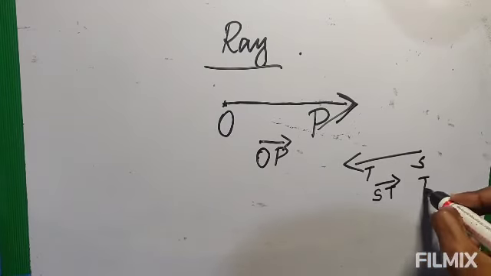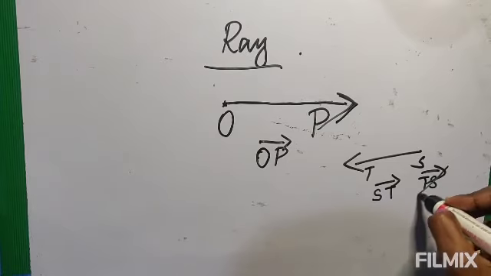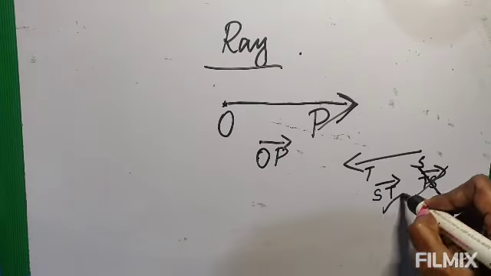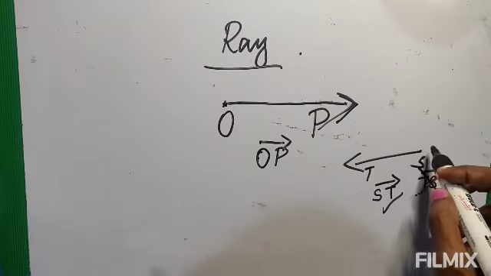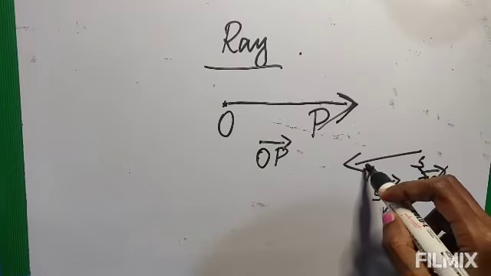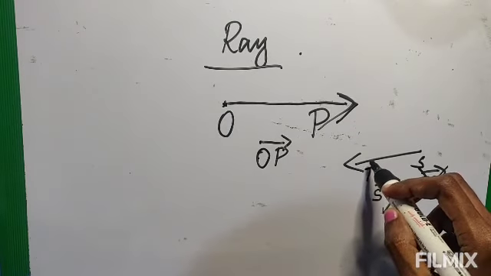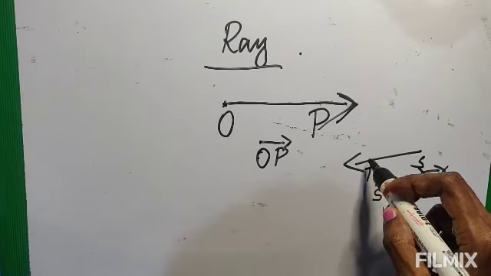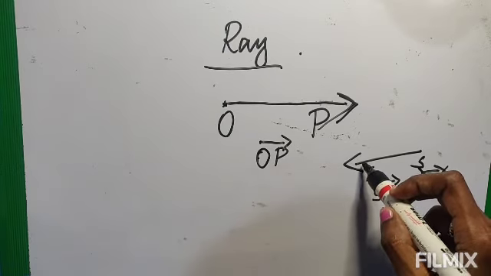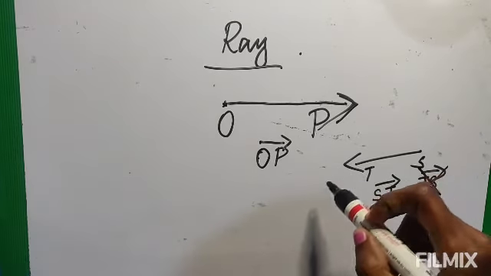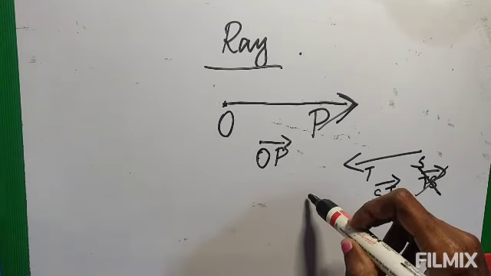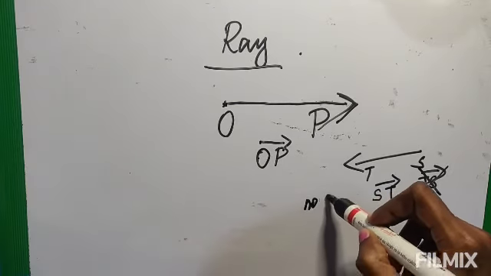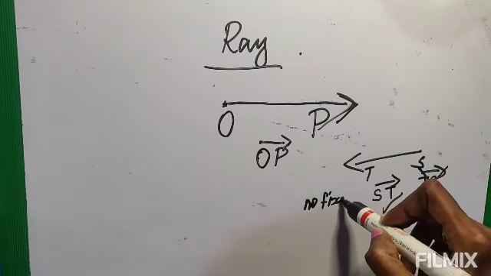You cannot write this one like TS. If you write it this way, it is wrong. This is the way only you have to write. Understand? And it has a starting point, but we don't know where it is ending, no? So how can we measure? We cannot measure when there is no ending. So we cannot measure the length of the ray. Since we cannot measure the length of the ray, it has no fixed length.